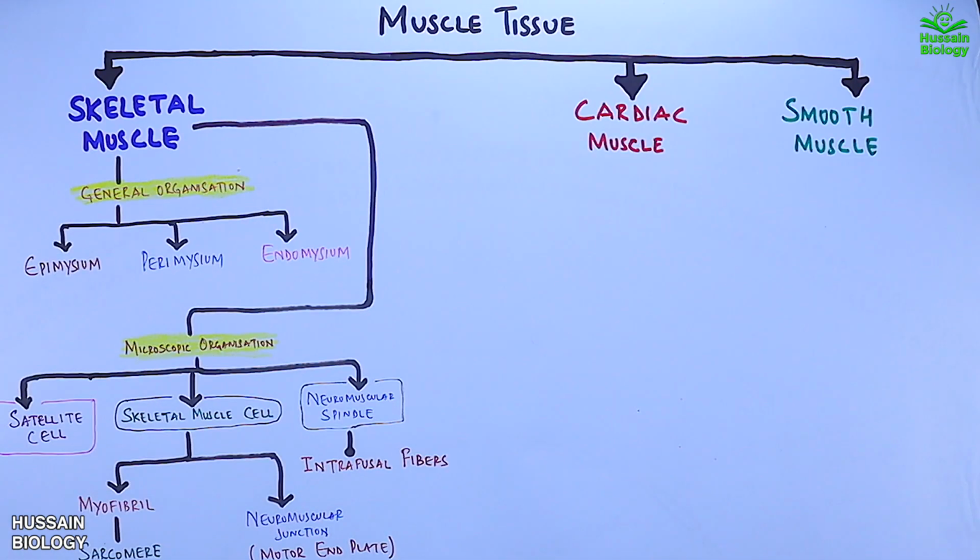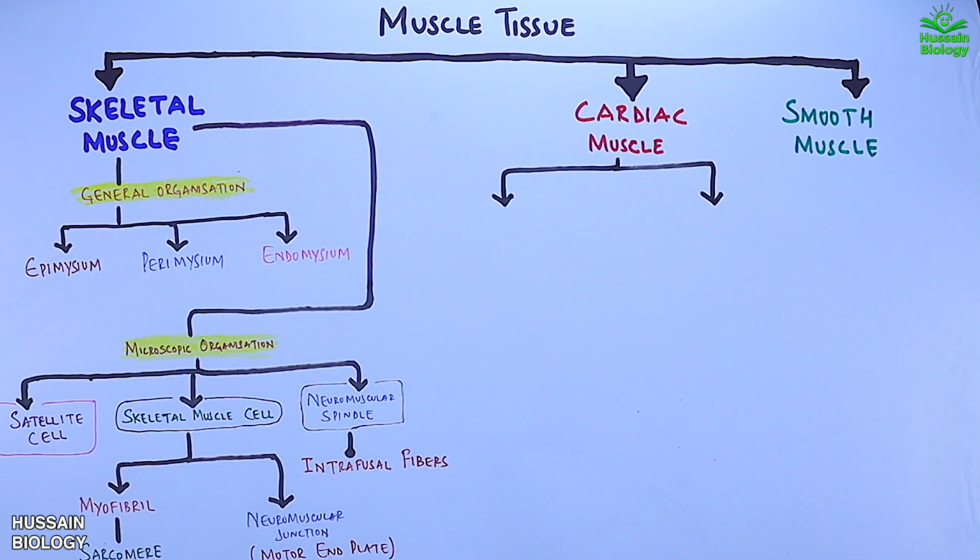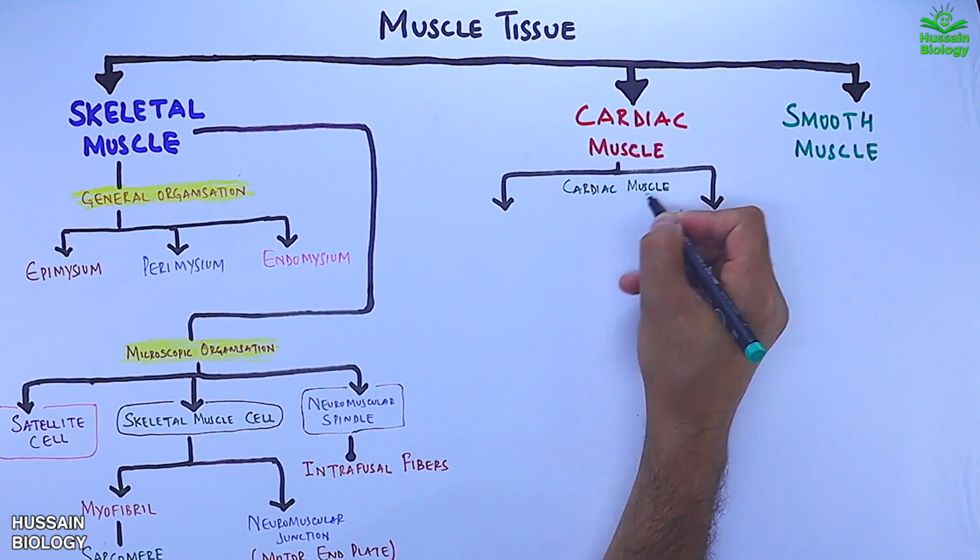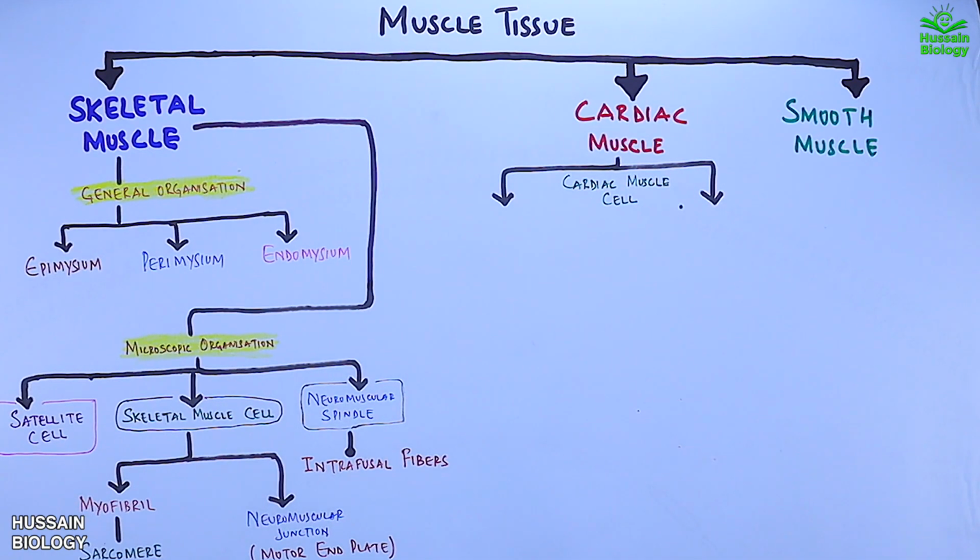Now let's discuss the cardiac muscle and smooth muscle in a brief manner from here. The cardiac muscle is composed of cardiocytes, which are small uninucleated cells with the absence of triads. First we have the Purkinje fibers that are associated with cardiac muscles. These Purkinje fibers conduct electrical pulses to the ventricular muscles.